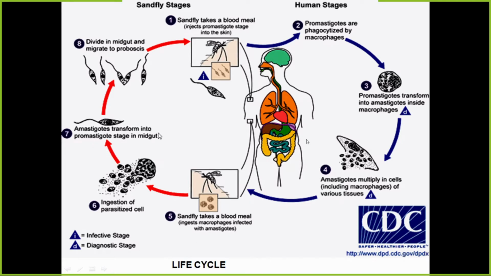Then the amastigote transforms into promastigote, stays in the midgut of the sandfly, right? And it divides in the midgut and migrates to the proboscis. And then when the sandfly bites another non-infected person, again the same cycle repeats. Okay, so amastigote is the disease-causing form. Promastigote is the form which is transmitted by the sandfly.